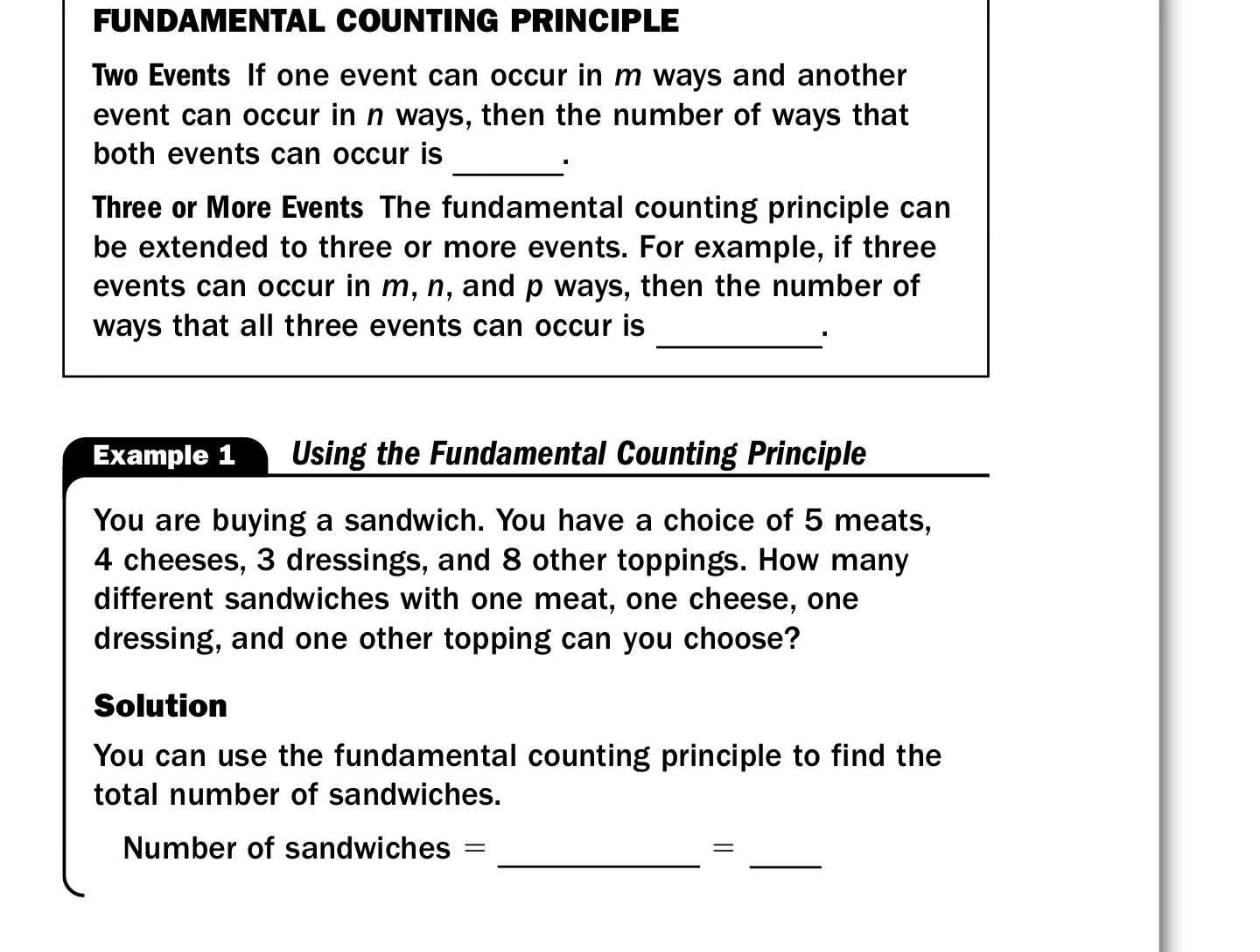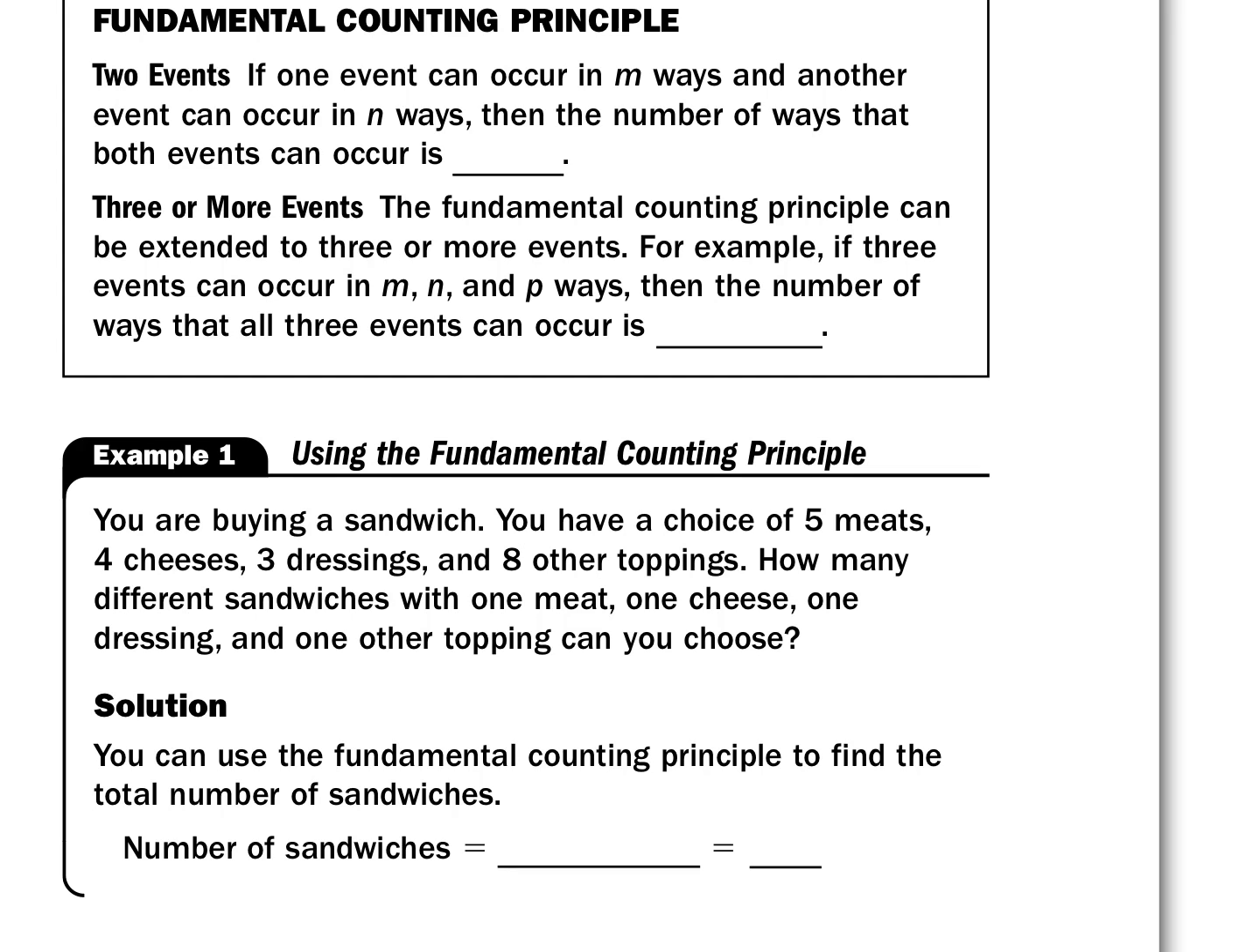Okay, 12.1, Part 1. So this is using the fundamental counting principle, and then also finding permutations. So we're going to use the fundamental counting principle to find the number of different combinations of events and how they can occur. And then we're going to use the fundamental counting principle to find the number of permutations of events happening.